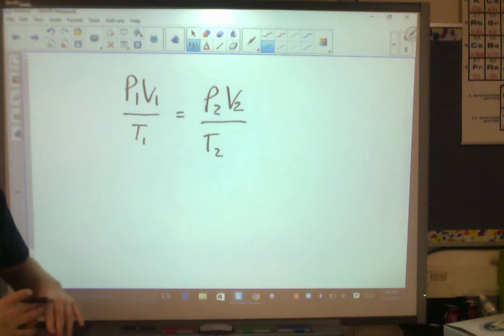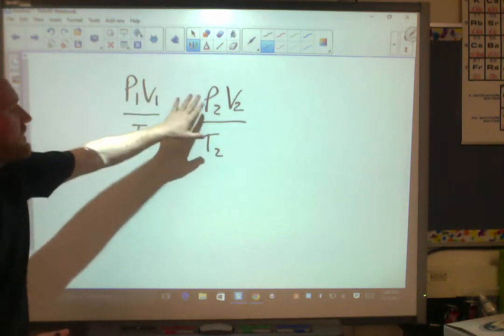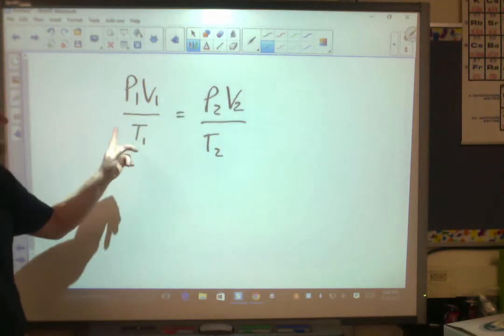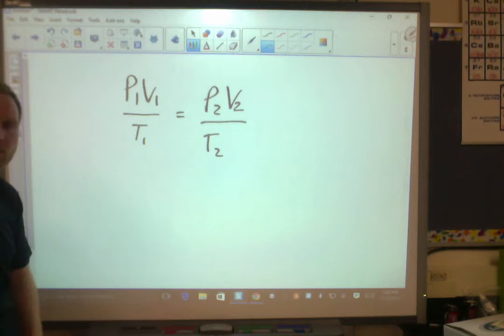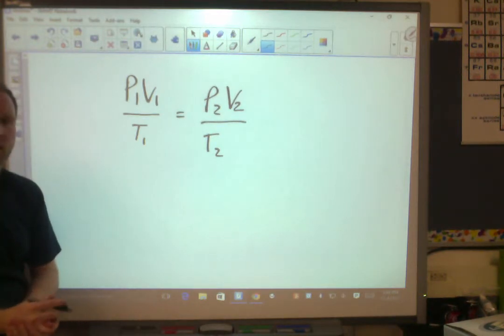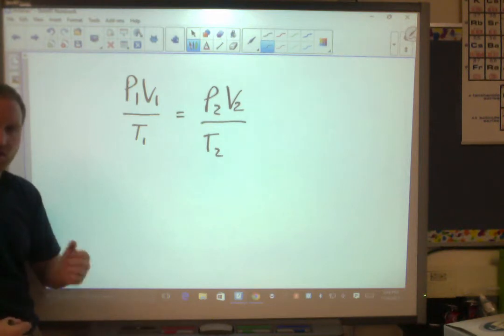A few things we need to know how to do before we start. First, you need to know how to rearrange this to solve for any one of these 6 variables. So you should be able to isolate any of these. And as we go through the problems, we'll go through some examples of that. Second, you need to know your pressure unit conversions.